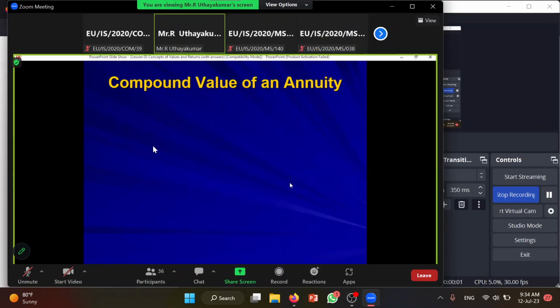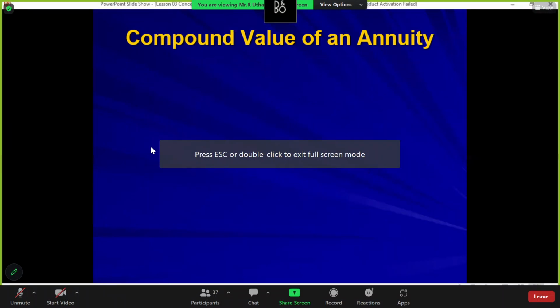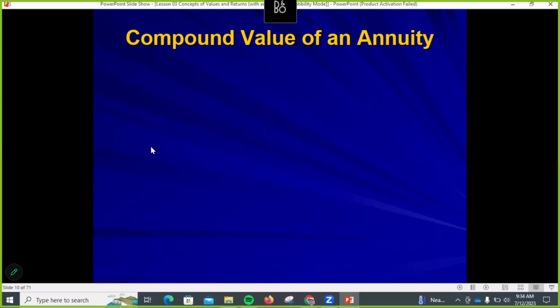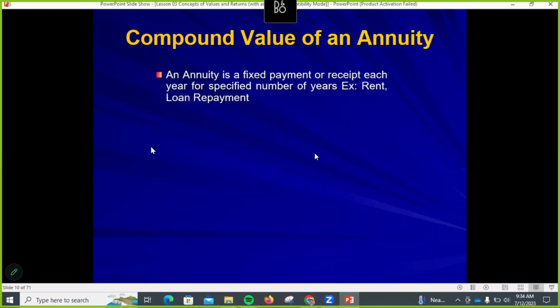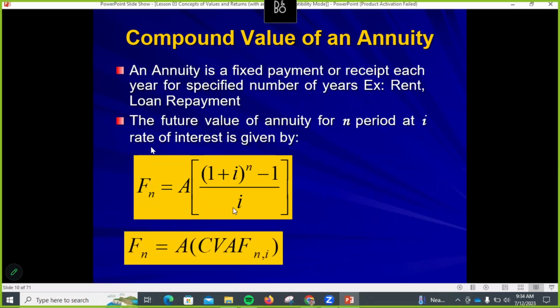So this would be the continuation of the previous lessons on the compound value of cash flows. We have taken the second cash flow item, that is called an annuity. The compound value of an annuity, for example rent or repayment of a loan, should be calculated using this factor: (1 + i)^n minus 1 over i.